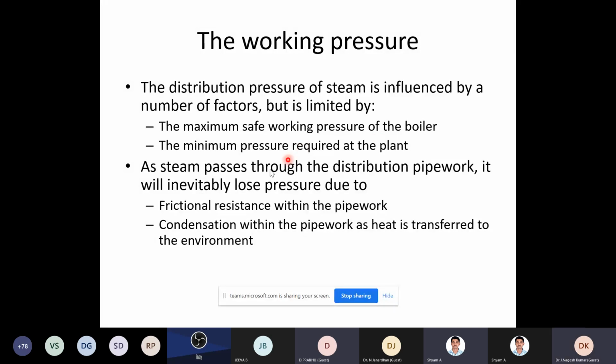And there is also a pressure drop that happens because steam passes through long pipelines. There's a pressure drop due to friction. And also, when steam condenses, it loses specific volume, so there also it will lose pressure. Pressure loss is due to the frictional resistance and also the condensation within the pipework as the heat is transferred to the environment.